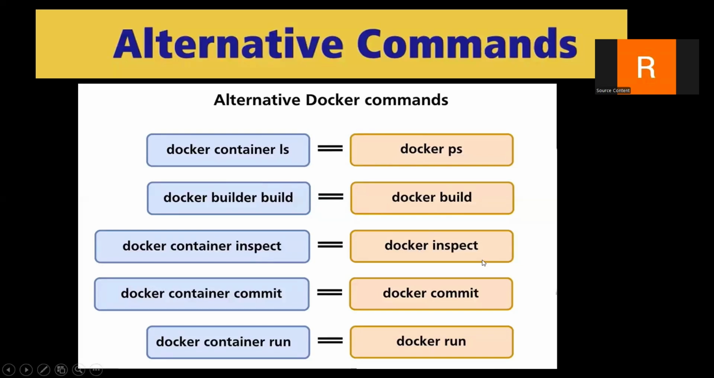Docker inspect is used to check the content inside the container. Docker commit is basically used to create an image based on a particular container. So Docker build is used to create a particular image, and commit is used to create an image based on a container. The Docker run command starts a container. Okay, so these are the alternative commands.